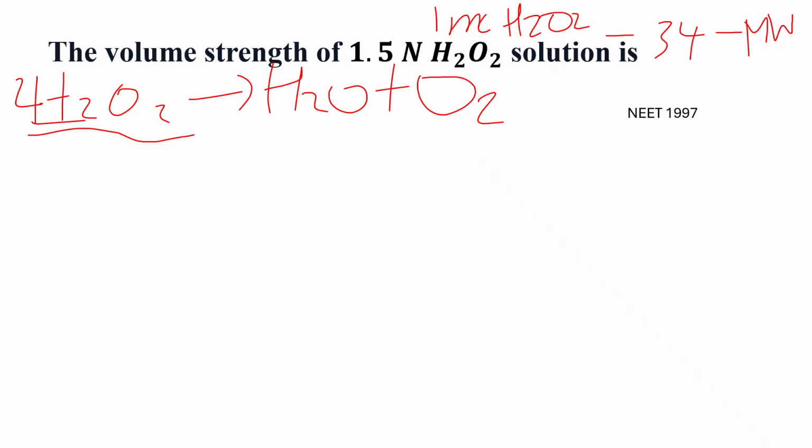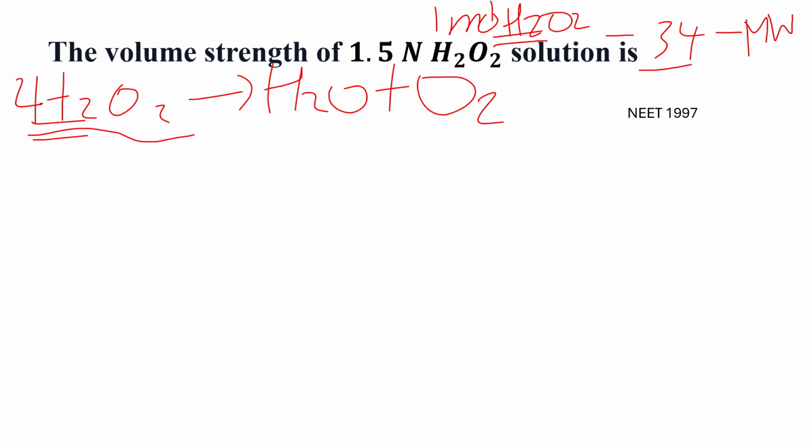In the equation I am writing 2 moles, so I will convert the 1 mole into 2 moles. For 1 mole of hydrogen peroxide, the molecular weight is 34. Then what about the equivalent weight? There are 2 hydrogens in H2O2, so the valency is 2. Wherever there is a hydrogen count, that is the valency.